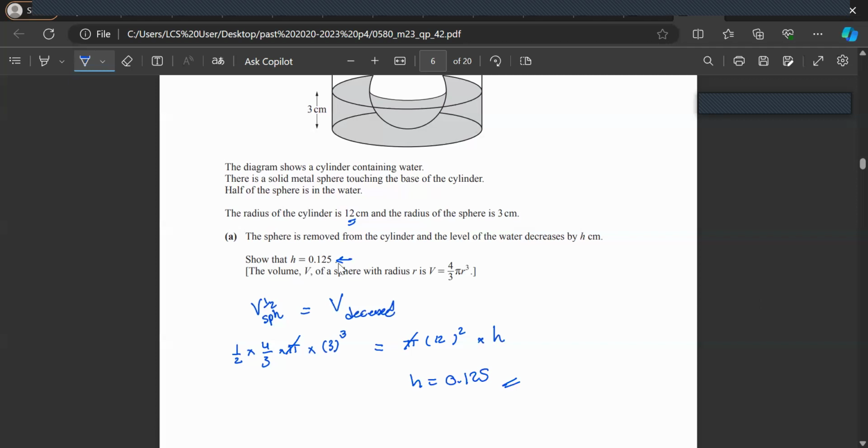You got it? So again, the volume that is submerged inside the liquid is the same as the volume decreased. So what is inside here? Half the sphere only. So the volume of half the sphere equals the volume that decreased. This is the rule. Why did I use the rule of cylinder? Because it is filling a cylinder, so the part that decreased is also a part of the cylinder, in the form of a cylinder.